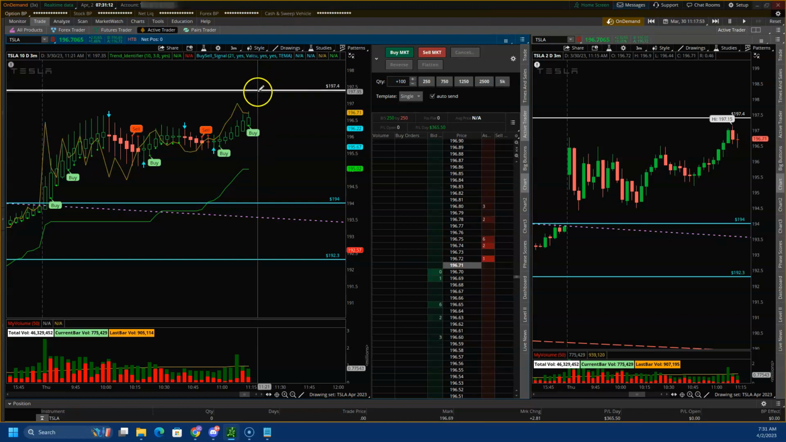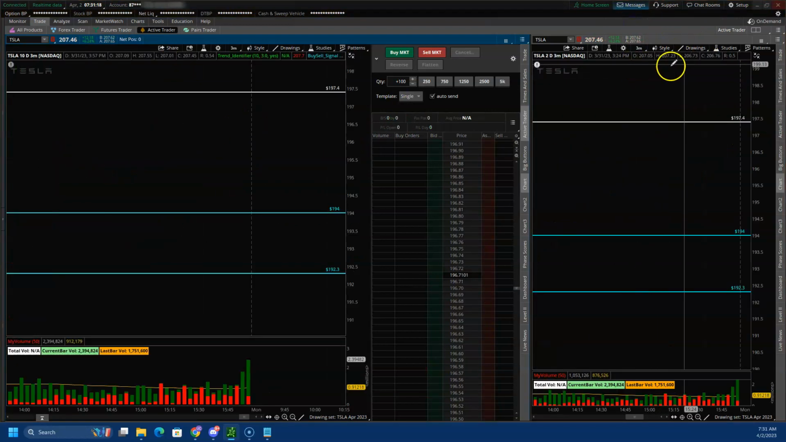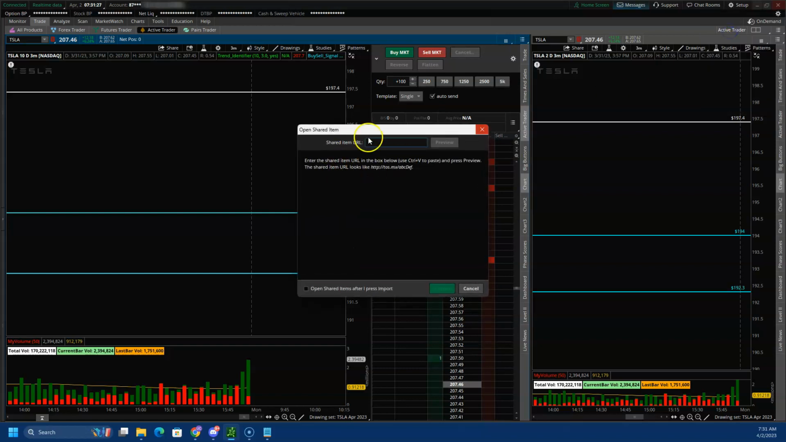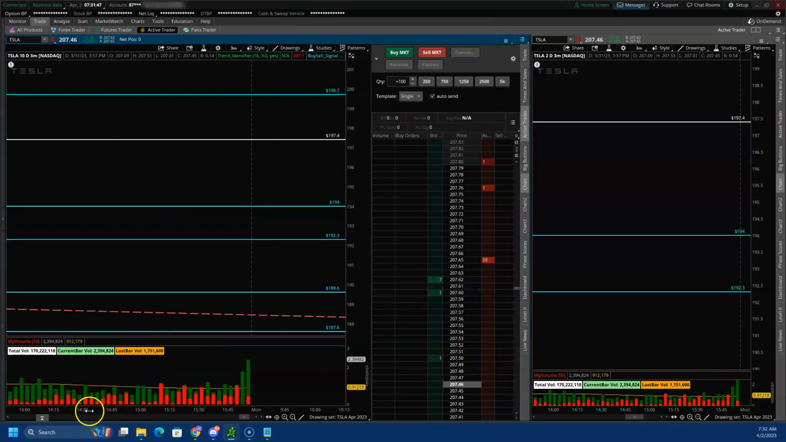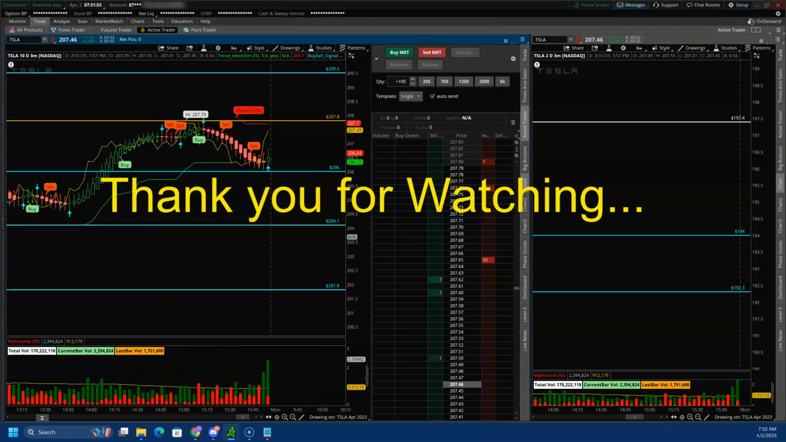When you are going to import this indicator, you will open ThinkorSwim, come to the top right hand corner, click on setup, click on open shared item, and over here you will put the URL that I will provide you. Once you click on preview, it will ask you what name you want to give it, and you can give it whatever name you want. I can put a PDF together as well, quickly showing you the instructions on how to import the script in ThinkorSwim.